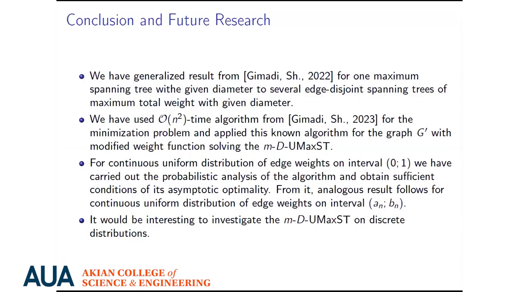And as a conclusion, we can say that we have generalized the result from the work of 2022 for one maximum spanning tree with given diameter to several disjoint spanning trees, and used the algorithm from this work, which has a time complexity O of n squared, and applied it to our case with a modified weight function. And for continuous uniform distribution of edge weights on the interval 0, 1, we can get an analogous result which follows from continuous uniform distribution of edge weights on the interval a sub n, b sub n, as I said previously. And it will be interesting to investigate this problem on discrete distributions. Thank you for your attention.